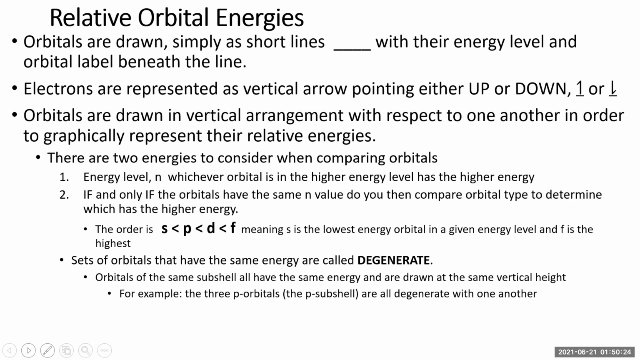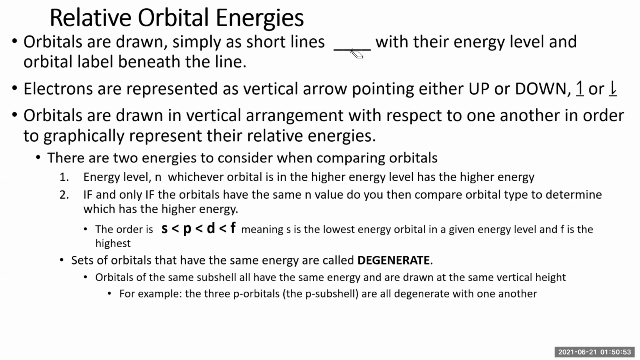So we're simply going to compare energies qualitatively. We just want to know which orbitals are higher in energy than others. And there are some very simple and predictable and consistent rules about which energy levels are higher than others for the most part. Orbitals are drawn, okay, let's just talk about how we draw orbitals. I mentioned this already, I'll mention it again. Orbitals are drawn simply as short lines, with their energy level and their orbital label beneath the line.